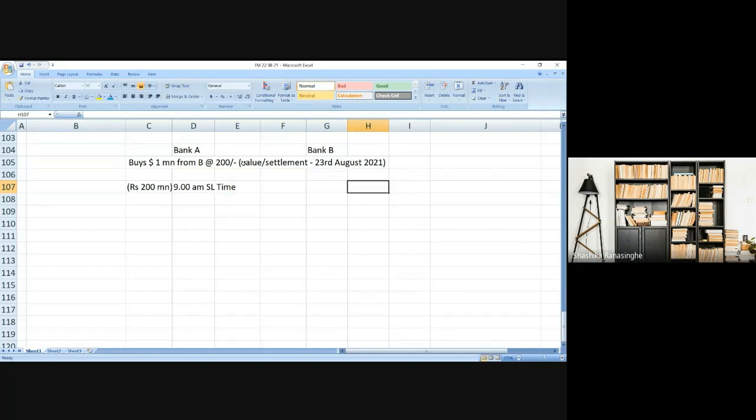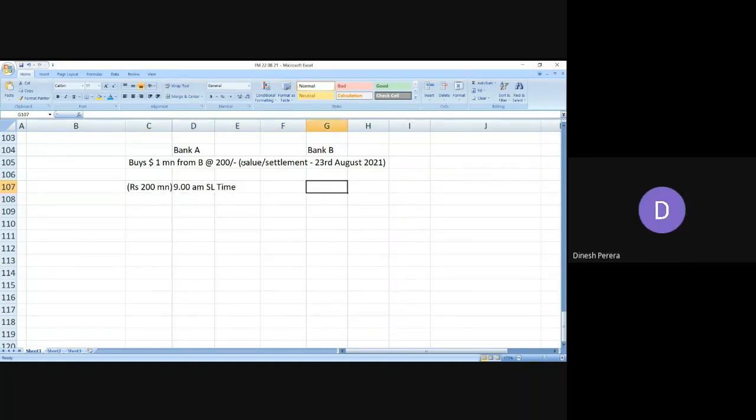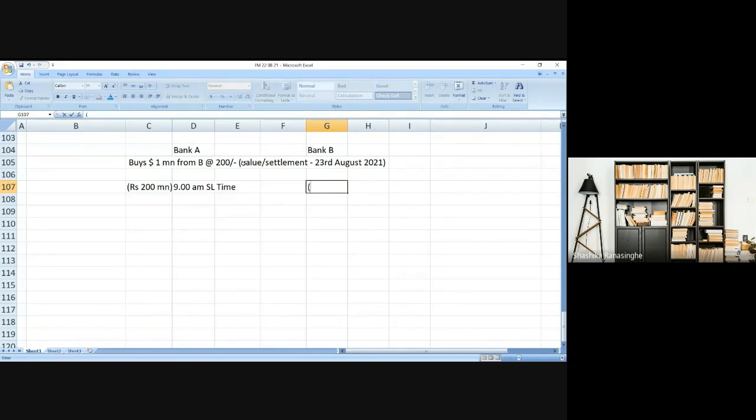If A has bought a car from B, A will pay 200 million to B. Will B pay A? $1 million. Yes, there will be an outflow of $1 million from B. So A is paying $200 billion at Sri Lanka time 9 o'clock, and B has to pay $1 million to A at what time? It will happen during US time, US time 9 a.m., which is about 9 p.m. Sri Lanka.